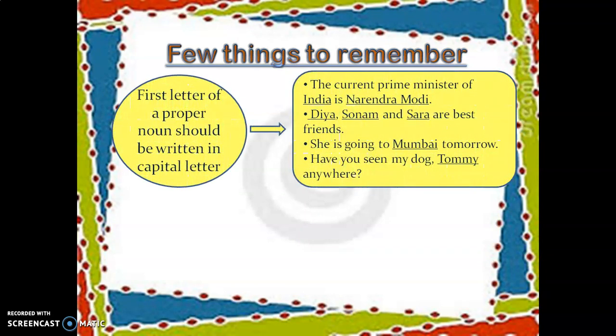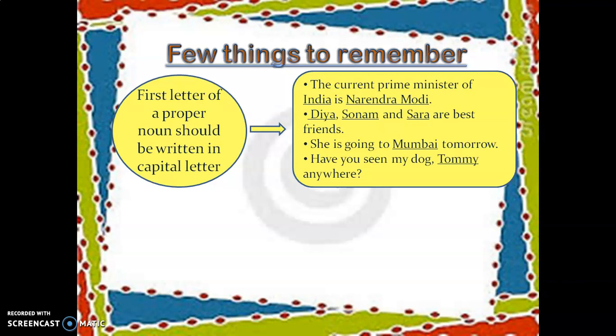A few things which we need to remember are: first letter of a proper noun should be written in capital letter. Let's look at few examples. The current Prime Minister of India is Narendra Modi. Here, India and Narendra Modi are proper nouns. So, first letter of both the words have to be in capital. Diya, Sonam and Sara are best friends. In this sentence, Diya, Sonam and Sara are proper nouns. So, first letter of all these three words has to be capital.